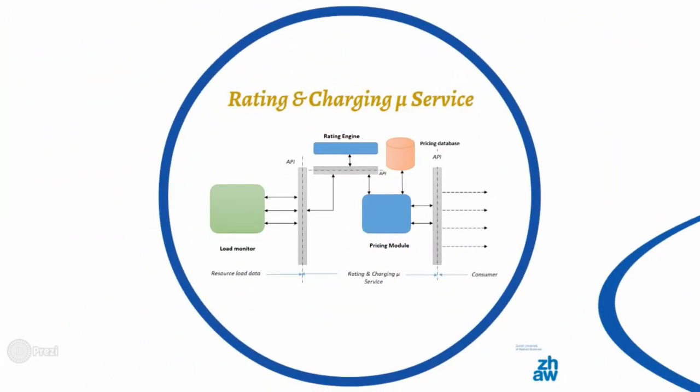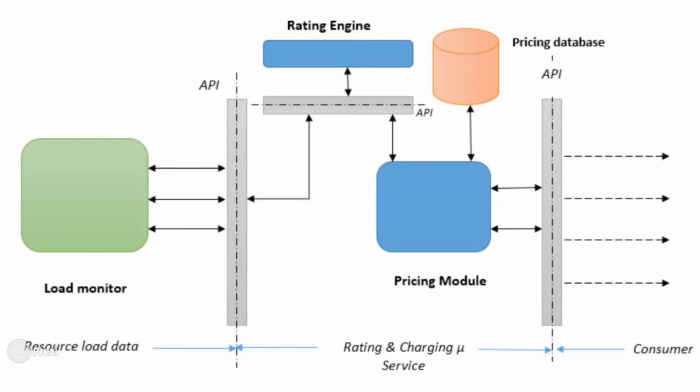Now, in the next stage, once we have the resource usage data, we generate a rate, and then using the rate, we generate a pricing value. And this is done by the rating and charging microservice. On the left-hand side, what you see is a load monitor. The load monitor typically monitors the load on the server. It could be the CPU utilization number, or it could be any other factors.